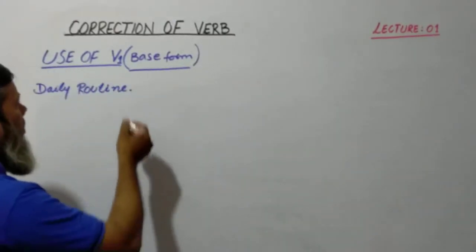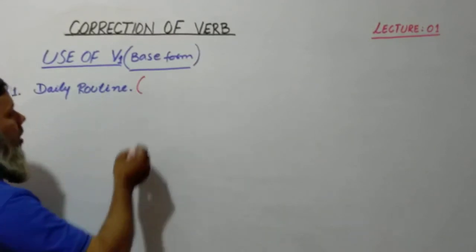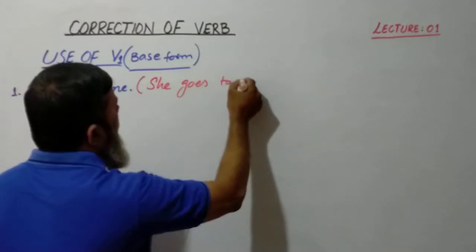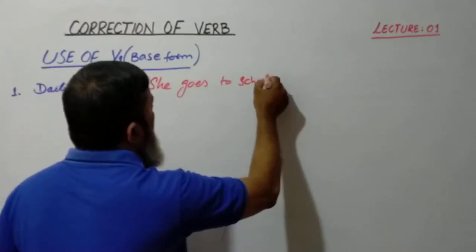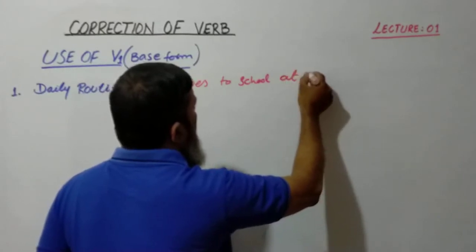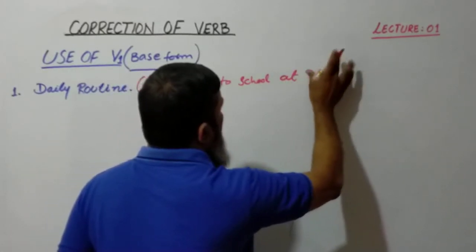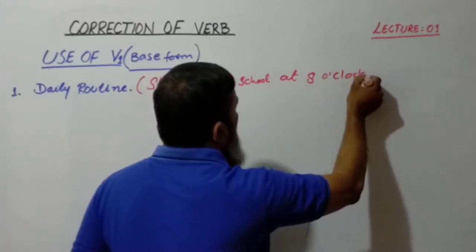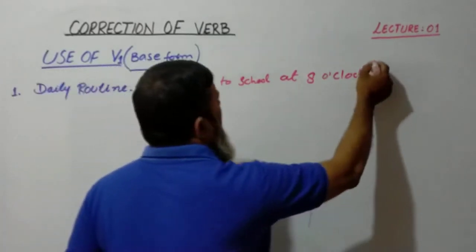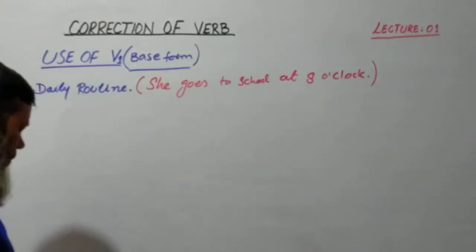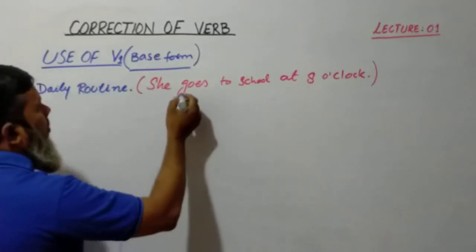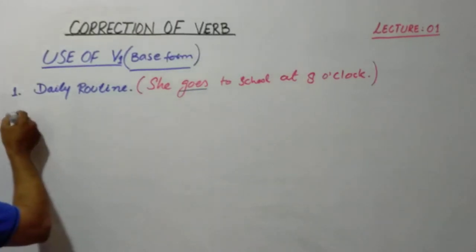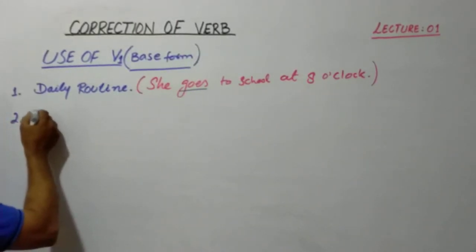Suppose I write here one example in daily routine so that you can understand. Suppose she goes to school. She goes to school at 8 o'clock. So it means here we use the first form because we talk about the routine. Okay? We talk about the routine. Number two. Okay? Number two, we use it here for repeated action.